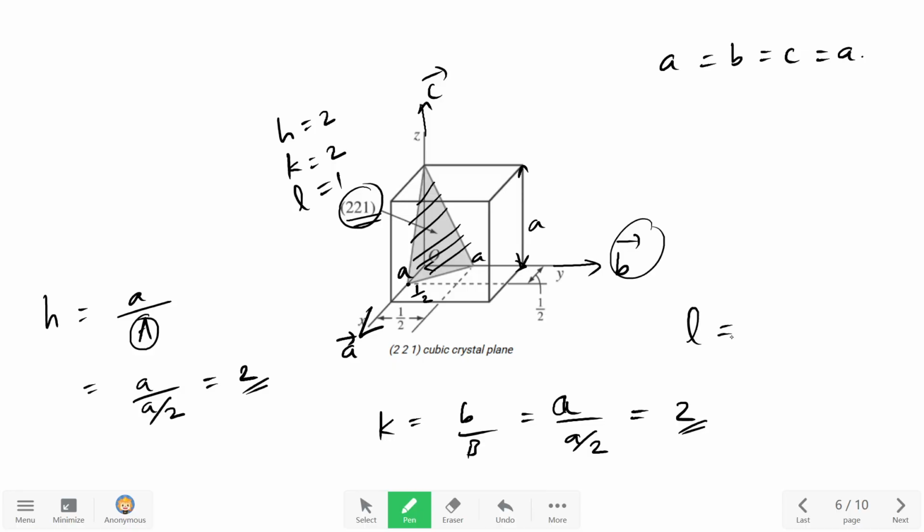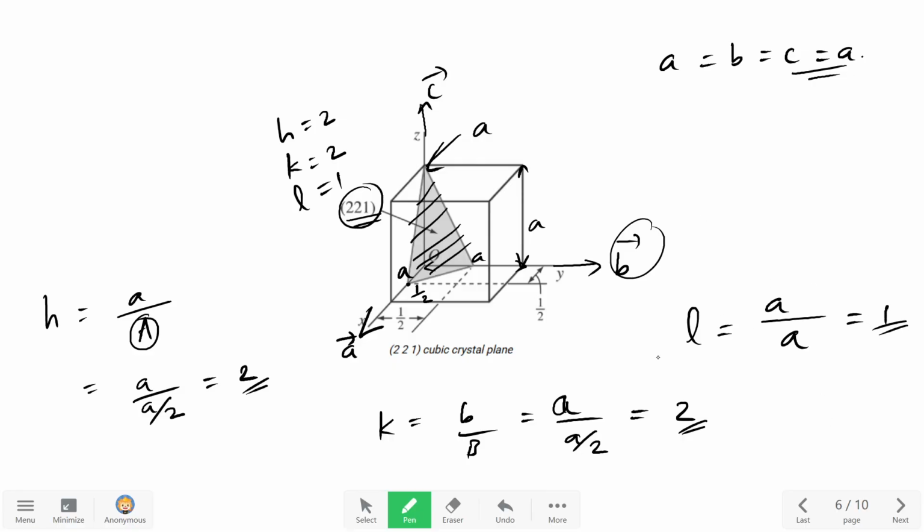Now for the L value, the plane is cutting at a, and we have to put the value of c because this is cubic, so c is equal to a. We put a at the numerator, and at the denominator we have capital C, the intercept on the C axis, which is a. So L comes out to be equal to 1.